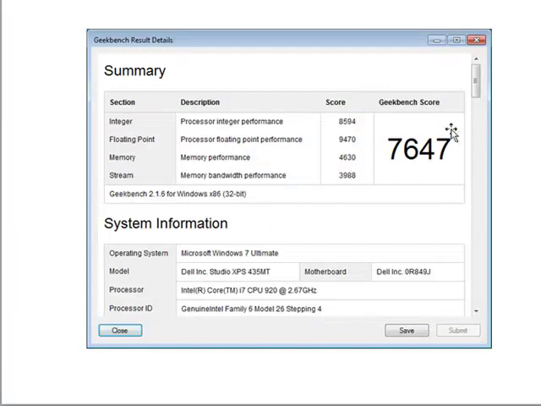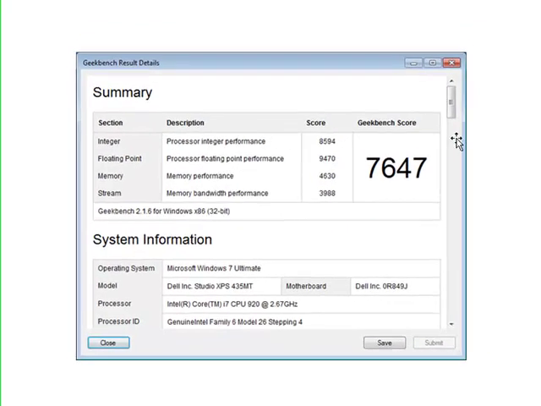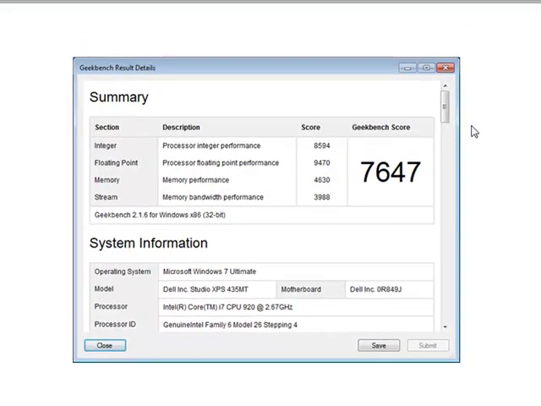And then the last test, Geekbench. I know it's Geekbench, but this is probably the worst, or one of the worst, benchmarking tools other than the Windows Experience Index. My score is 7,647. Integer was 8,594. Floating point was 9,470. Memory was 4,630. And the stream was 3,988. And this is the 32-bit edition because I did not buy this program.